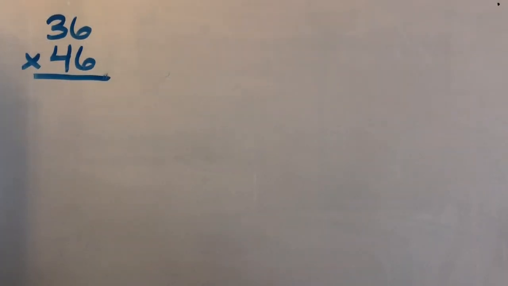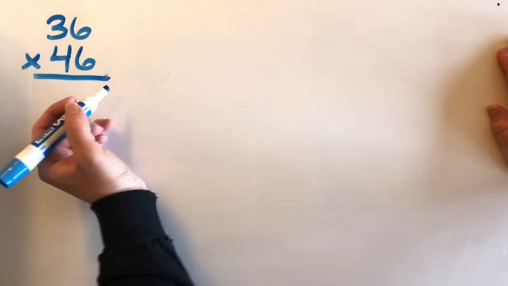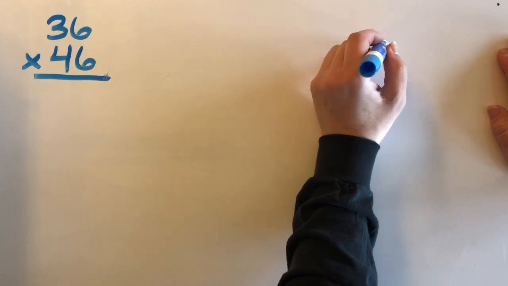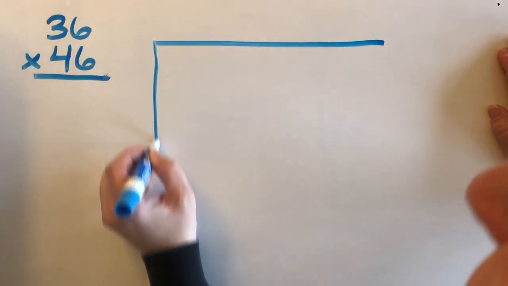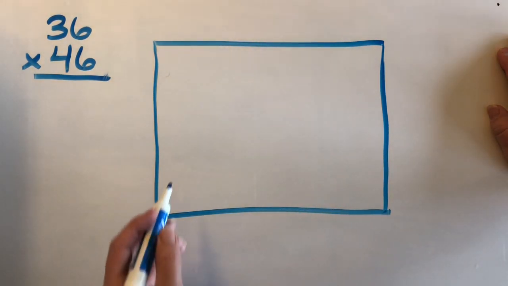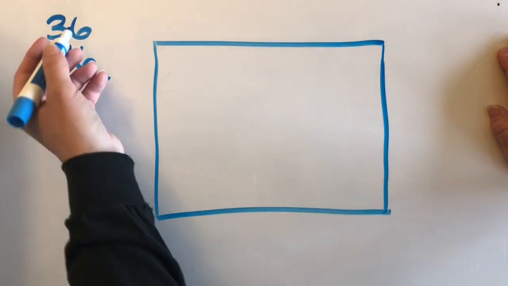So today we're going to be understanding the standard algorithm for multiplication. And how we're going to do that is we're going to start with the problem 36 times 46. And we are going to be solving that by using the array model, which, if you don't recall, is the area model, making an area or boxes. So the numbers were 36 and 46.